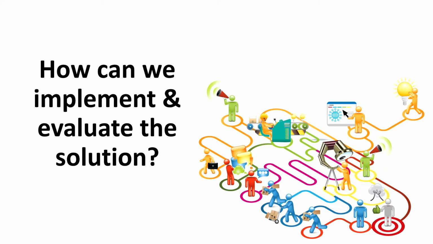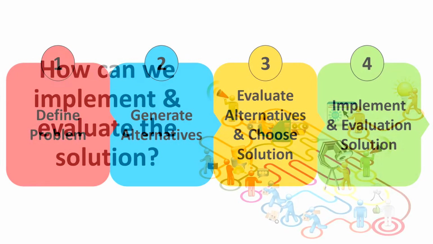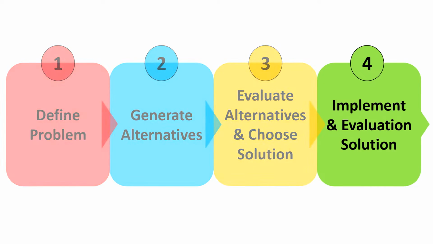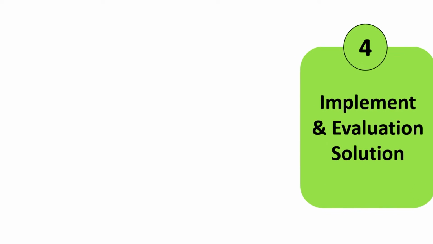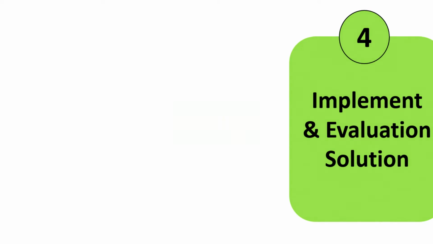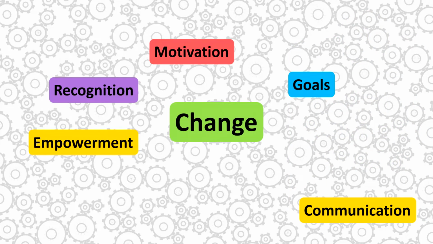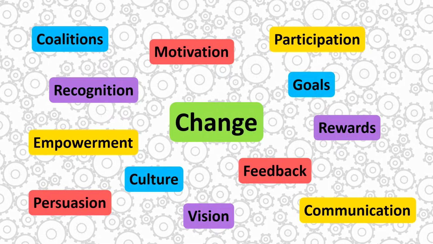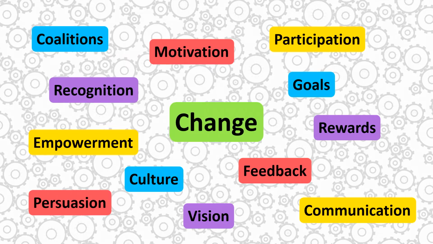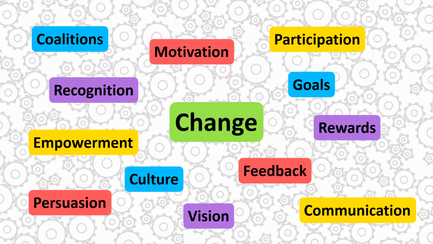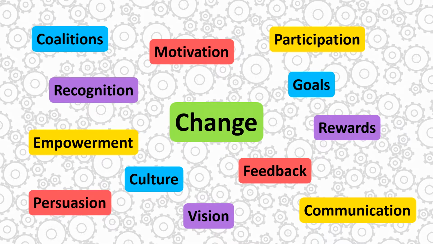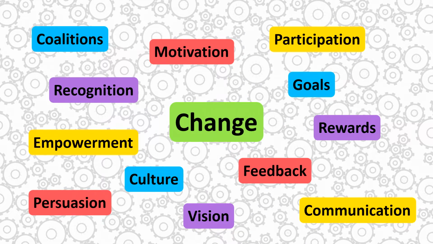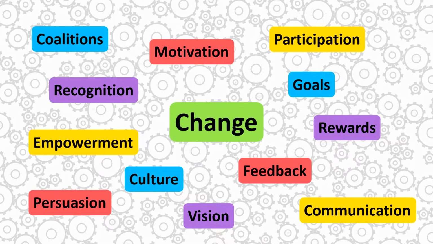How can we implement and evaluate the solution? The final step of this decision-making model is to implement the solution and evaluate how well it addressed the problem. Of course, the implementation and evaluation of any solution is a complex process with many moving parts. This is a complex step in the decision-making process. It involves change management, motivation, communication, and many of the other topics studied by OB researchers.